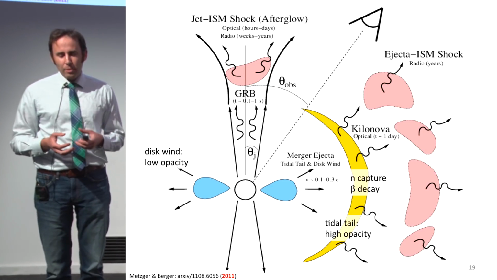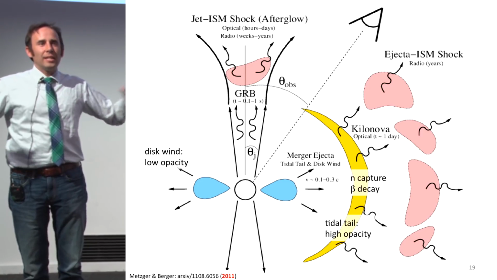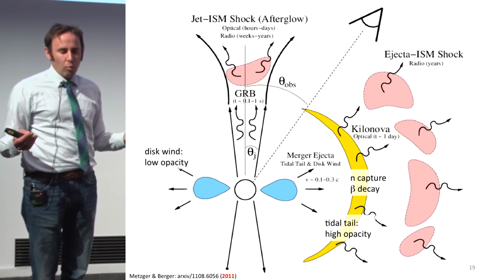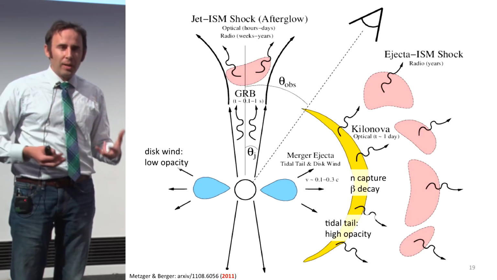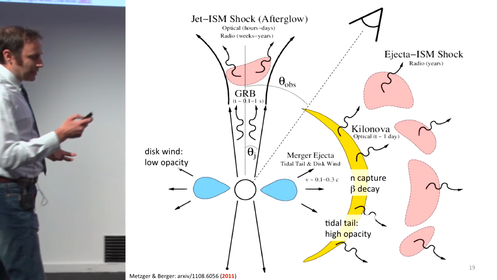And when these two objects collide, they fling off ejecta. And this ejecta is bits of radioactive matter. And there are sort of two parts to the signal that we were able to see with our astronomical colleagues.